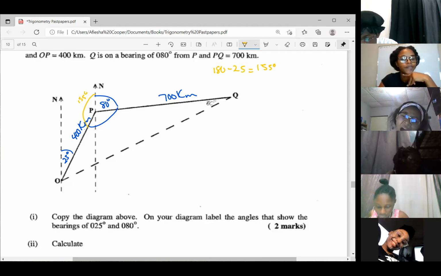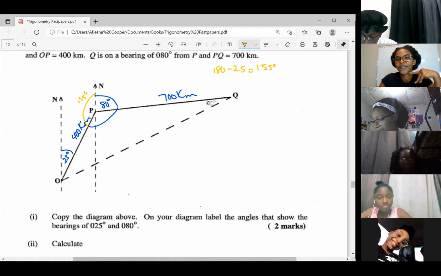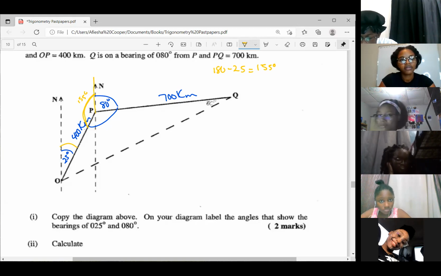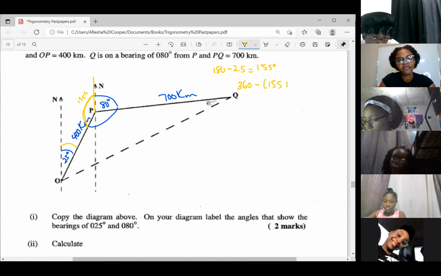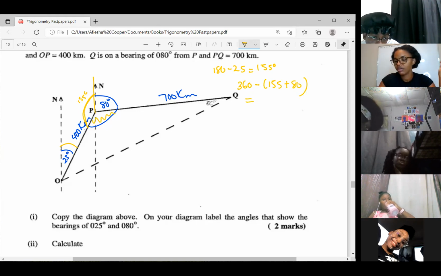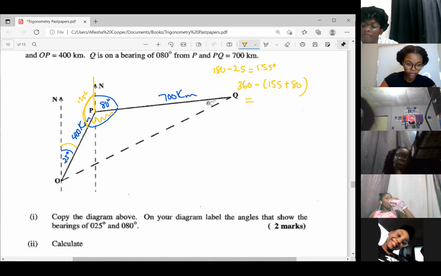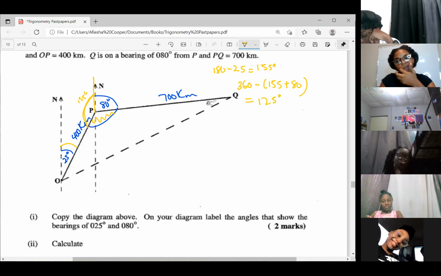I got 100 and I put 100 plus 25, I got 125, not 150. So remember interior angles, right? Co-interior angles. So you can subtract 125 from 180 to get 155. And now you can say 360 minus 155 plus 80 to get the remainder, which is inside here. Yeah? See that? Which will give you 125 degrees. Yeah?